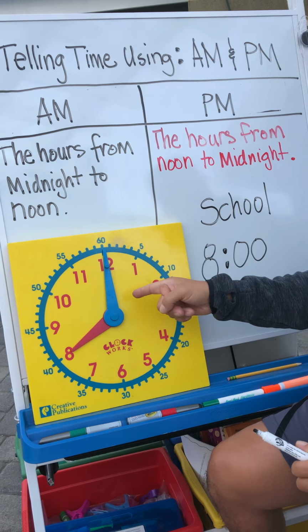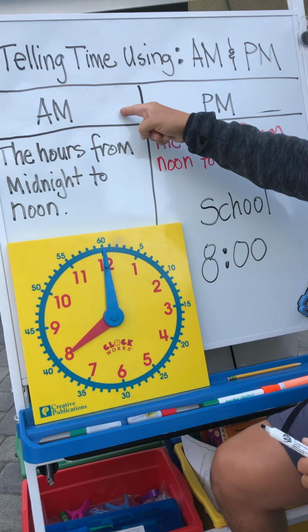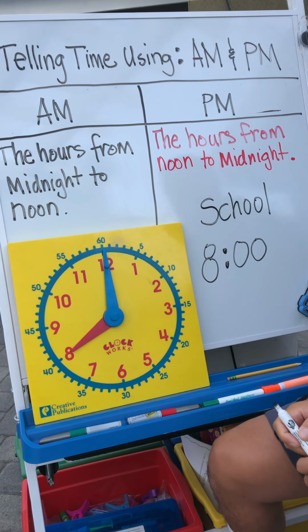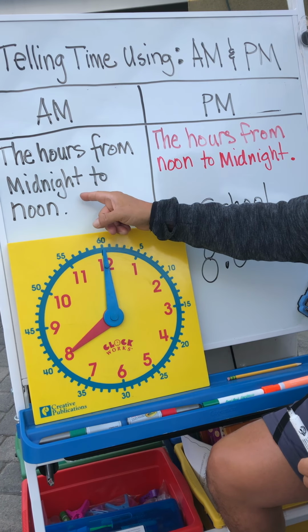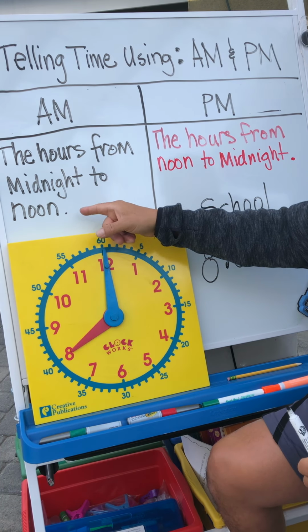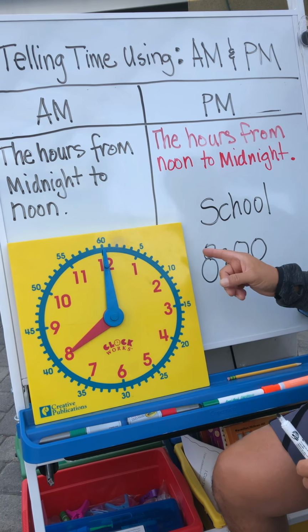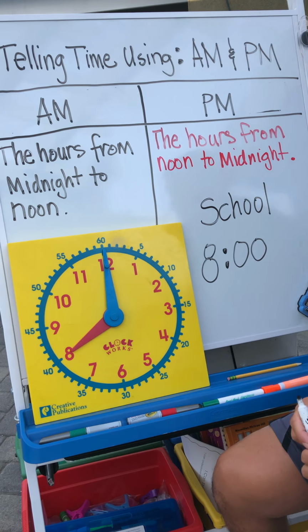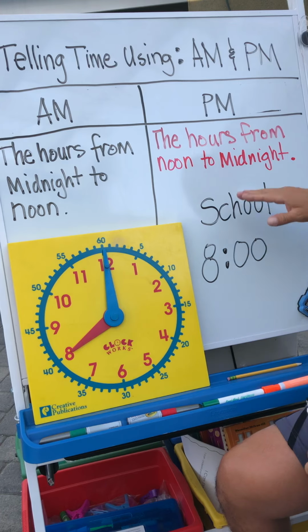If we start school at 8 o'clock, is it 8 a.m. or is it 8 p.m.? Well, let's think about that for a minute. The hours from midnight, which is when we're sleeping, to about noon, that's the middle of the day. So when we wake up and we go to school and we start at 8, what time do you think it is? Do you think it's 8 a.m. or do you think it's 8 p.m.?